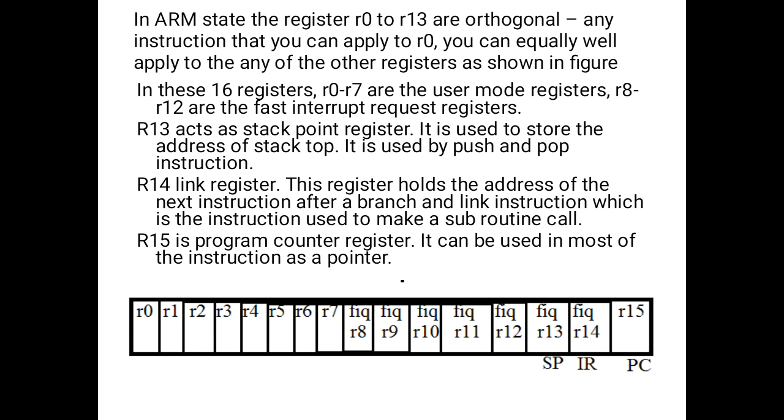R14 is known as the link register. This register holds the next address to be executed once the branch or call instruction has been executed. R15 is known as the program counter register. It can be used in most instructions to show the pointer.